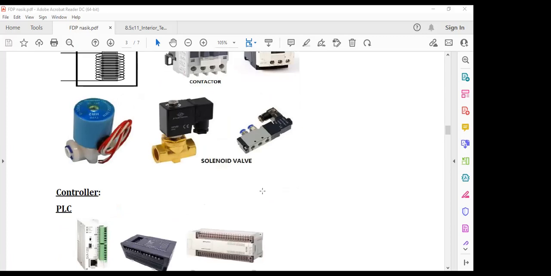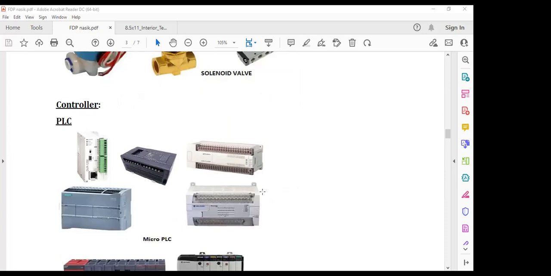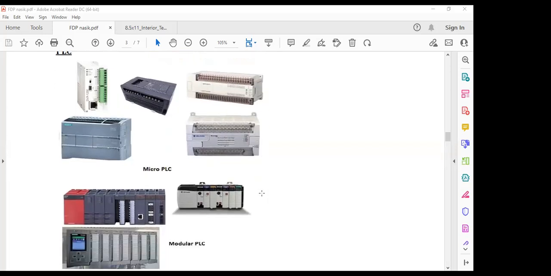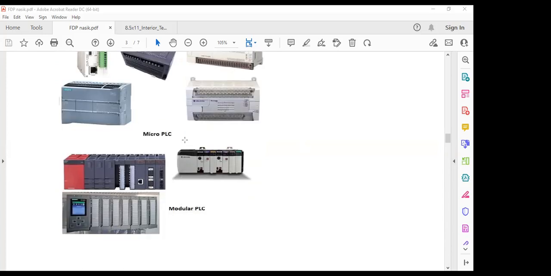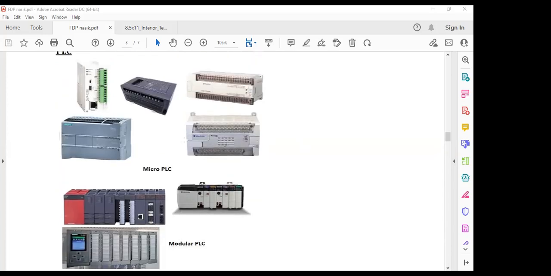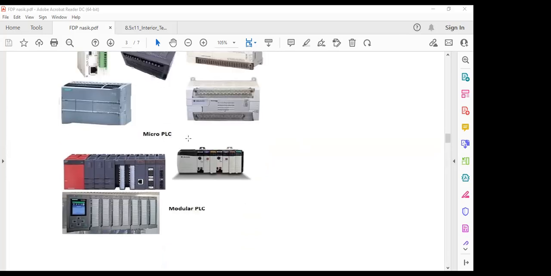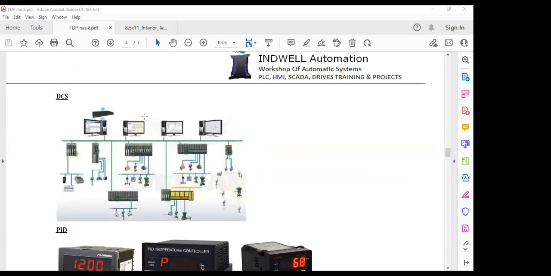Then it comes controller level. In controller, we can have different type of controllers. But in industrial automation, generally it is PLC, programmable logic controller. So PLC, we have, you can see these are a few pictures of micro PLC. That is compact PLC also you can say. Then you have modular PLC. So these are PLCs.